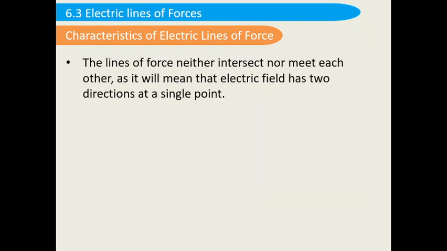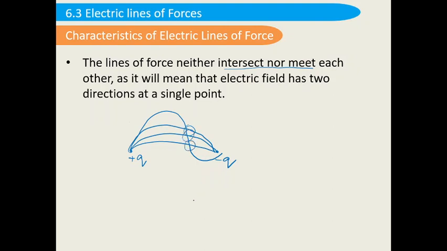The next characteristic is the lines of forces neither intersect nor do they meet each other. So suppose I draw lines of force like this. Suppose this was plus q charge, this minus q charge. The lines of forces are like this. These are the lines of forces. Now what does it mean? This means they neither intersect nor meet. So they are not intersecting like this. They are not intersecting at this position.